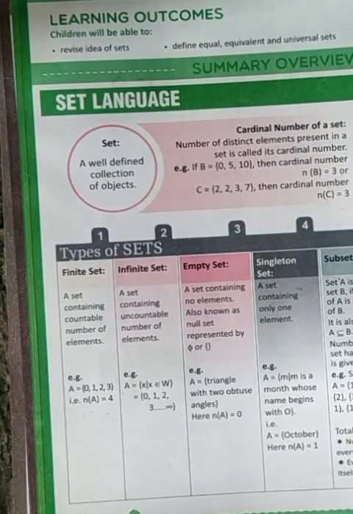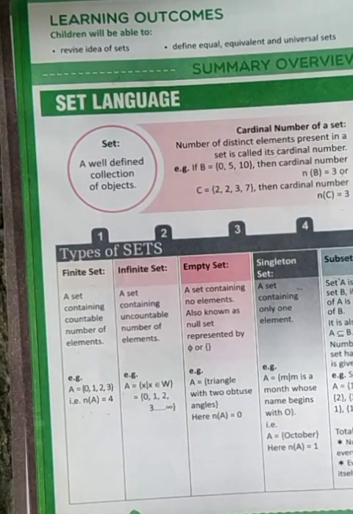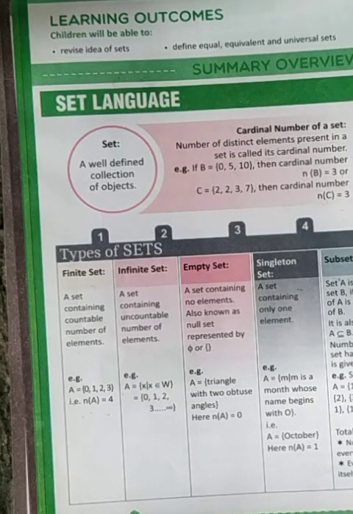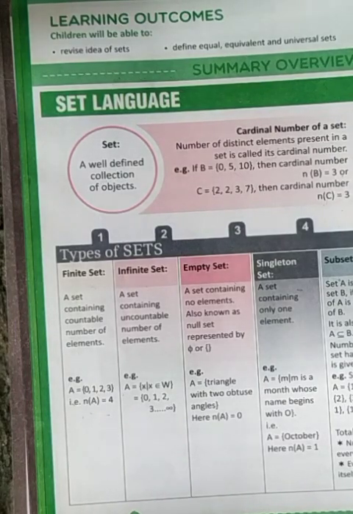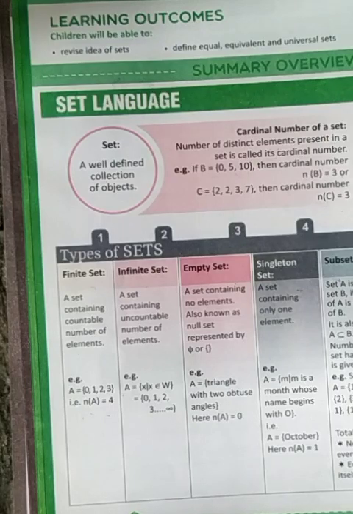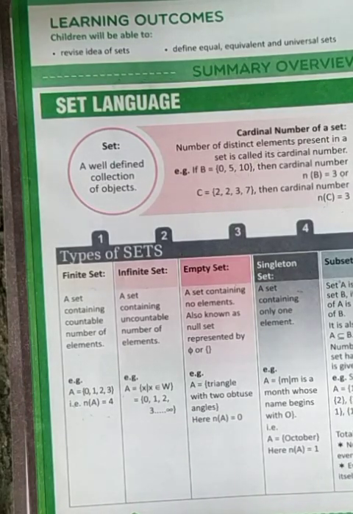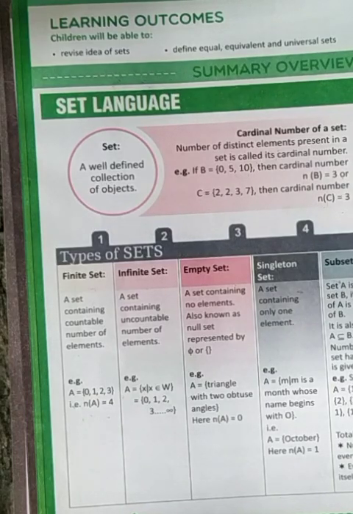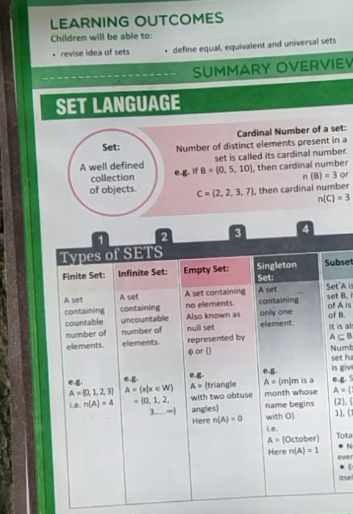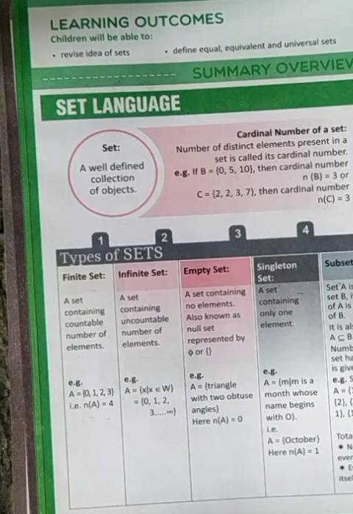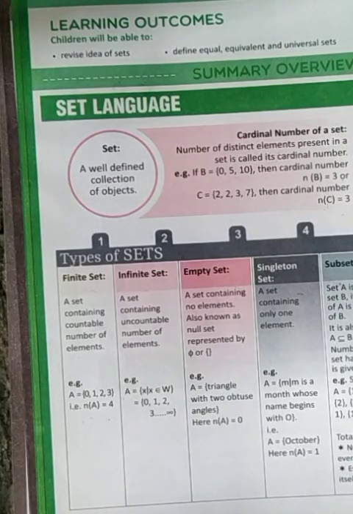What do you mean by set, and what are the types of set, and what is the cardinal number? Everything we will be seeing. What do you mean by set? A set is a well-defined collection of objects. Means here at home you will be collecting a set of pens or a set of pencils or a set of books, right? That we call a set.